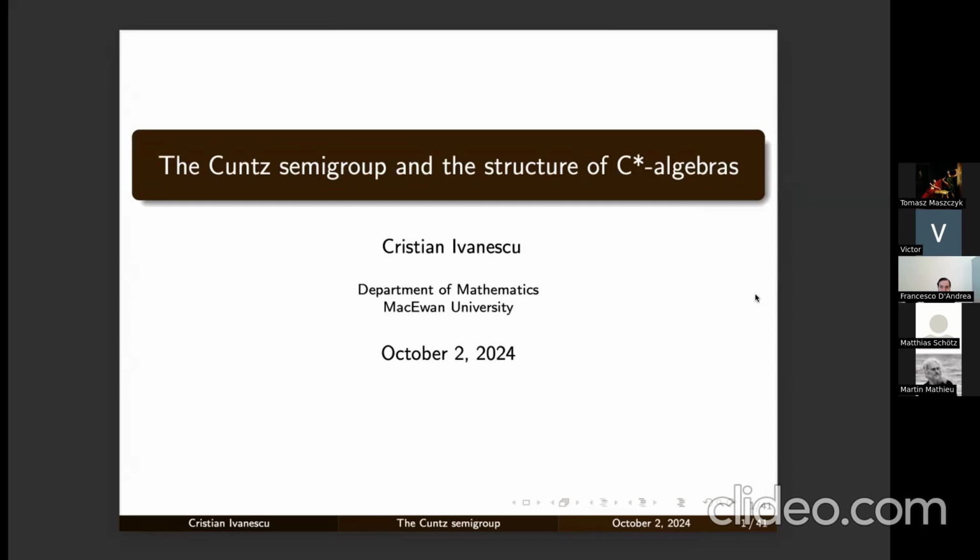Today I want to tell you about the Cuntz semigroup and the way to use this Cuntz semigroup to understand the structure and the classification of C*-algebras.